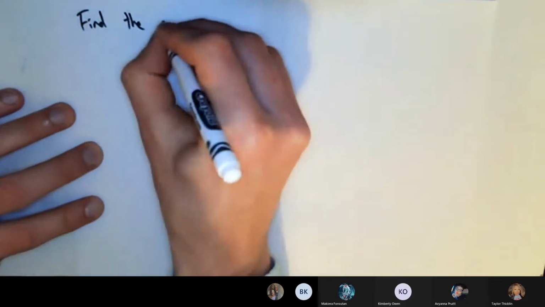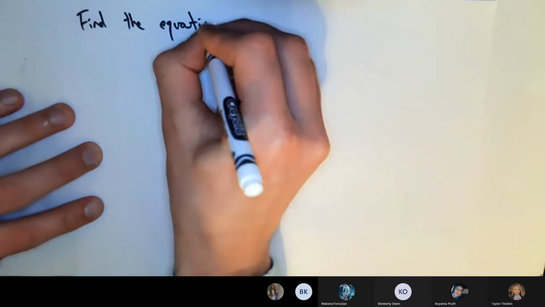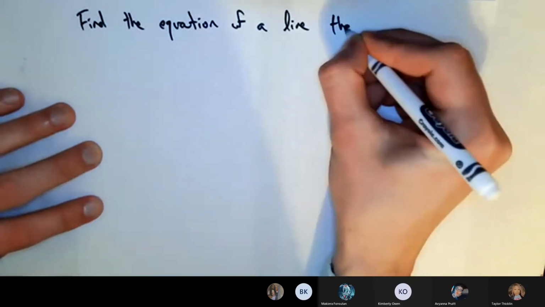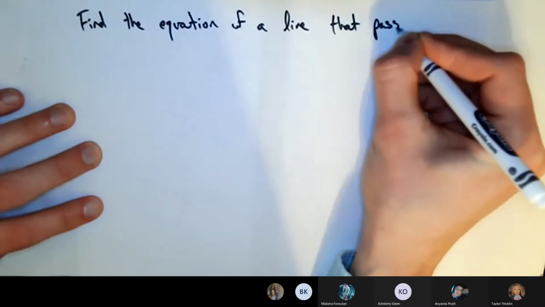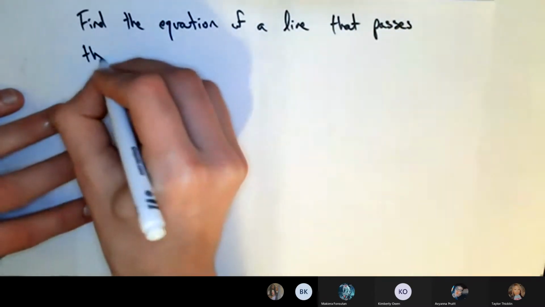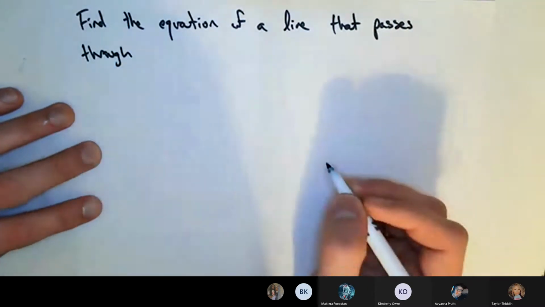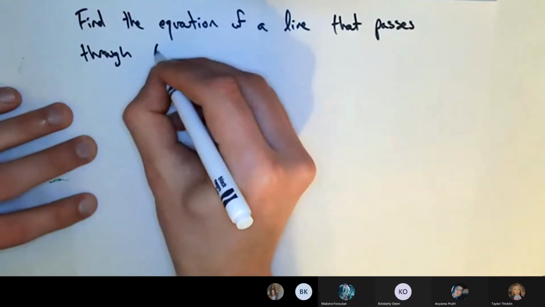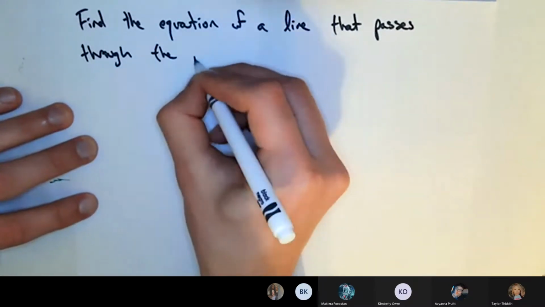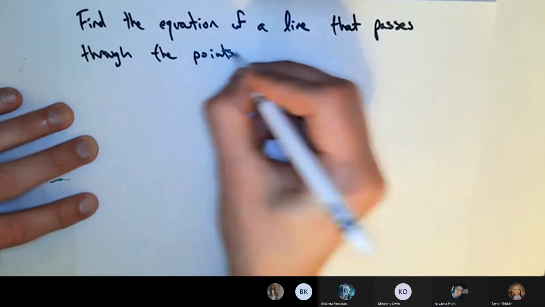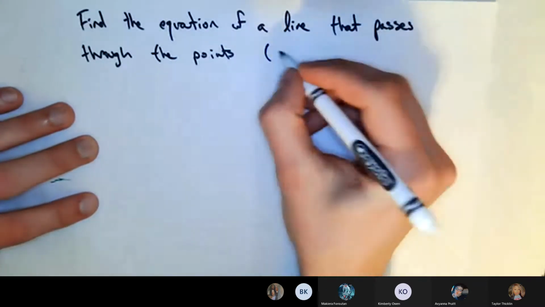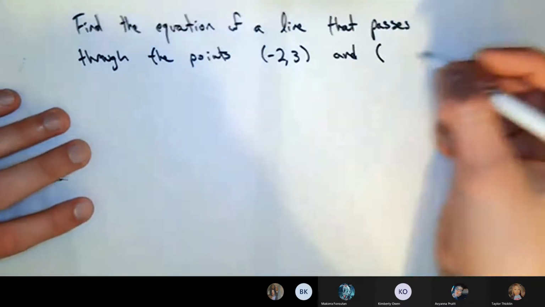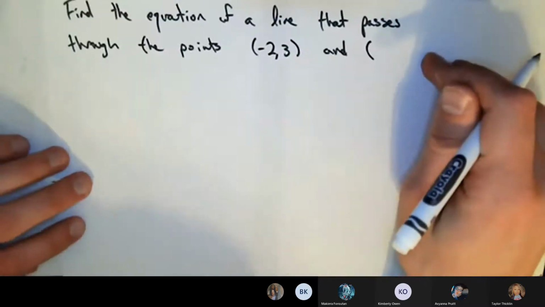Find the equation of a line that passes through, I'm going to give you 2 points. You should probably remember this kind of problem. Find the equation of a line that passes through the points -2, 3, and let me think. I don't want to make this too terrible.